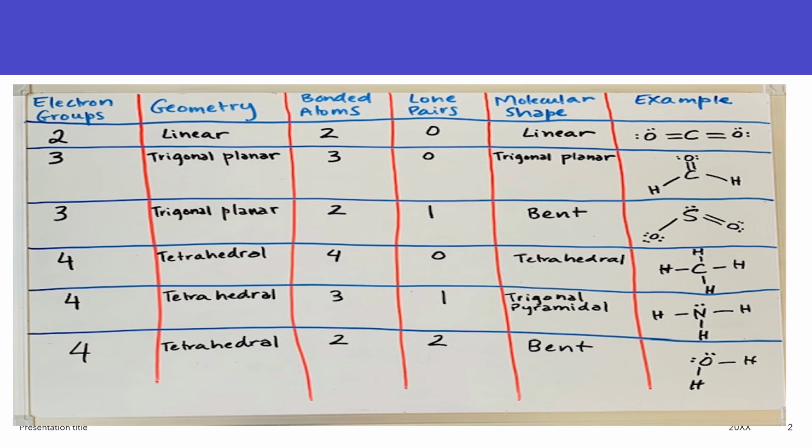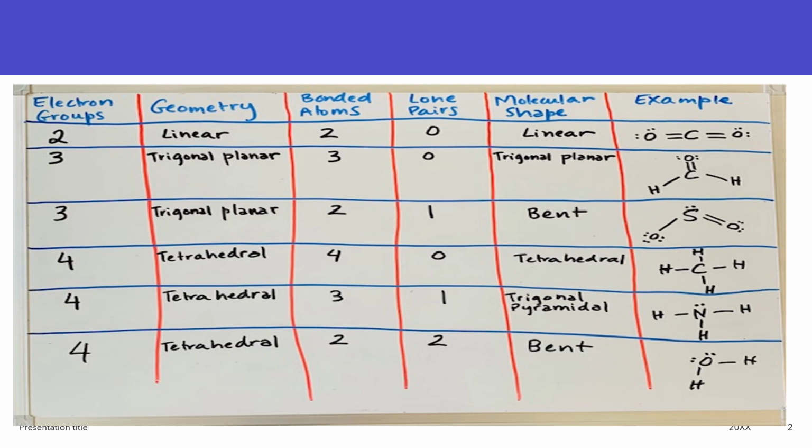Okay, so let's talk a little bit more about electron groups. When we say looking at the number of electron groups around the central atom, a lone pair is considered one electron group, a single bond is another electron group, a double bond is one electron group, and a triple bond is one electron group. Okay, so let's look at an example.